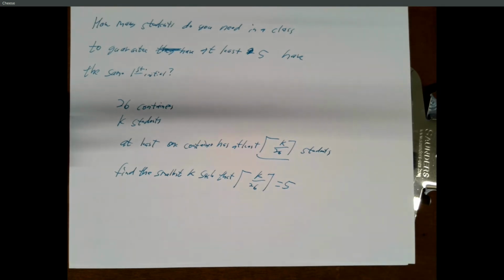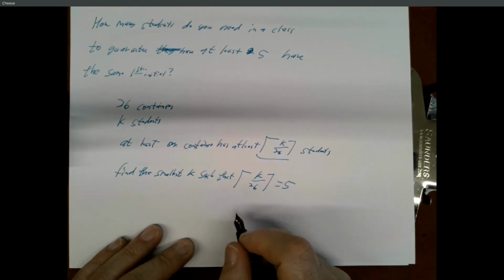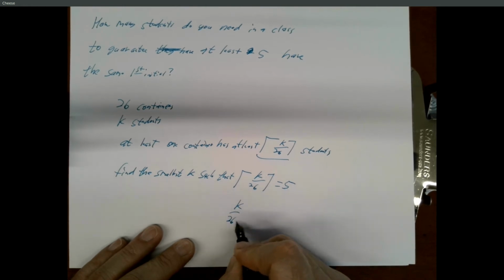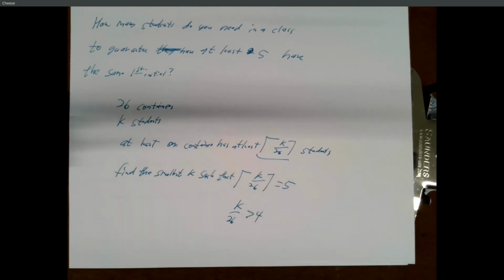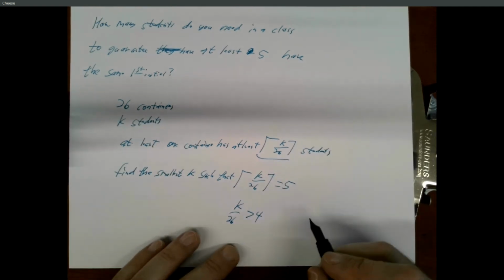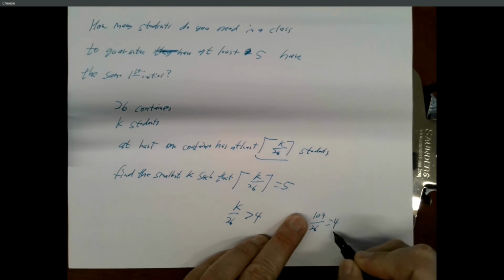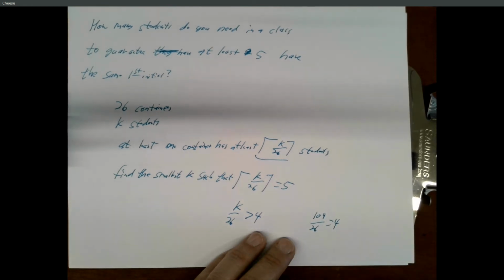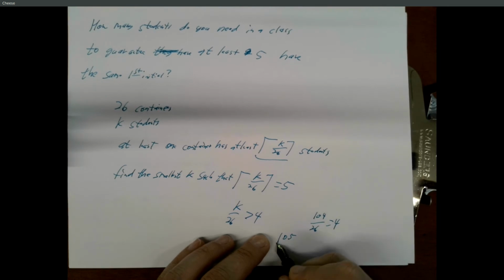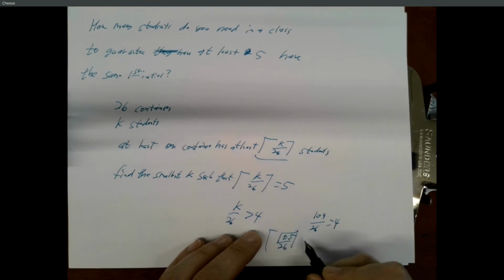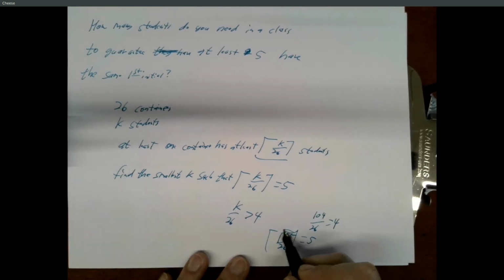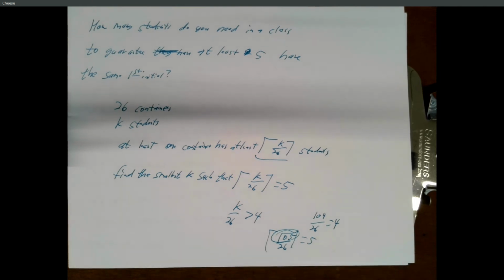And if you play with ceiling, that'll happen as soon as k over 26 is bigger than 4. So find the smallest k such that k over 26 is bigger than 4. Well, if it's equal to 26 times 4, which is 104, that's exactly equal to 4, so the ceiling is 4. But if we go up one more student, 105 over 26, the ceiling will be 5. So 105 students should do it.